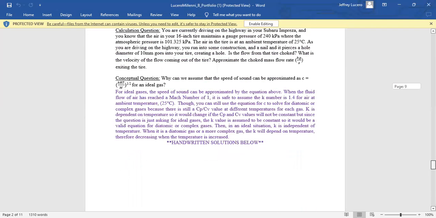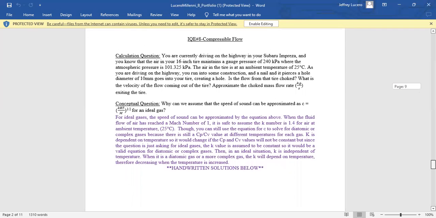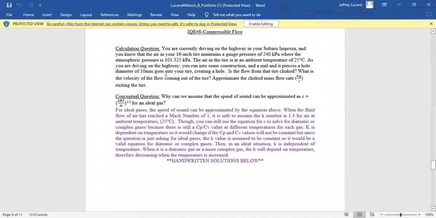So for IQE number 8, compressible flow, I explained my calculation question: you are driving on the highway, you run into some construction, and a nail punctures your tire, creating a hole. What is the velocity of the flow coming out of the tire, and what is the approximate choked mass flow rate exiting the tire?